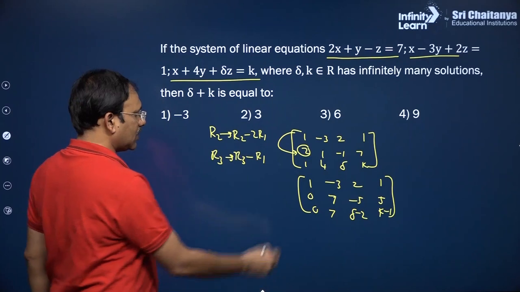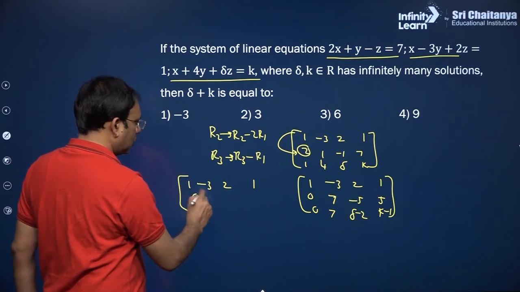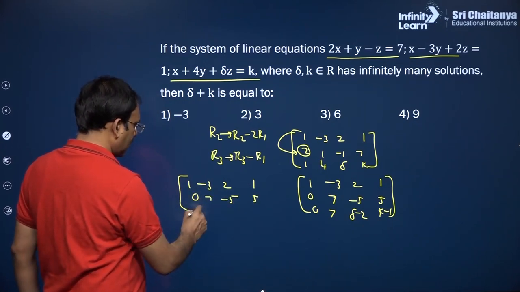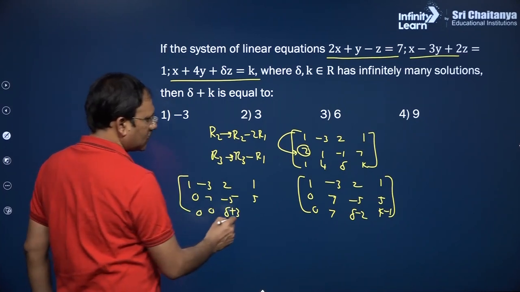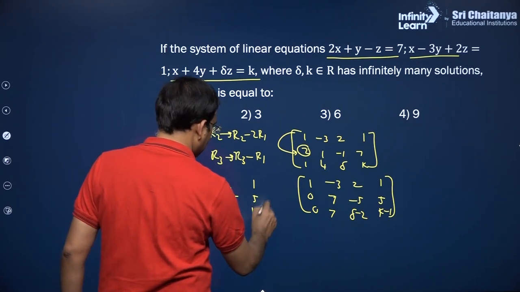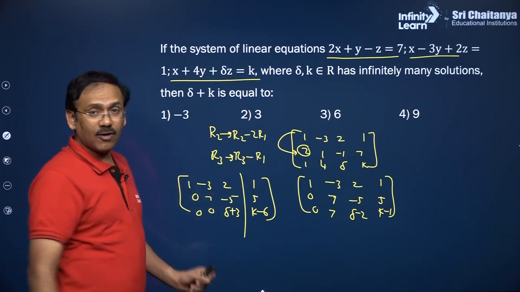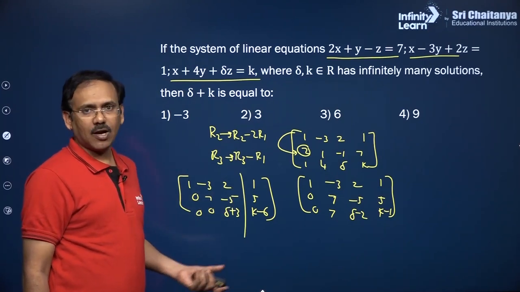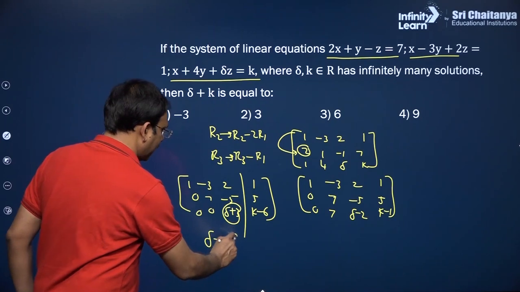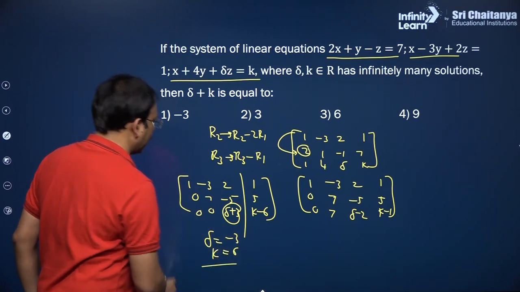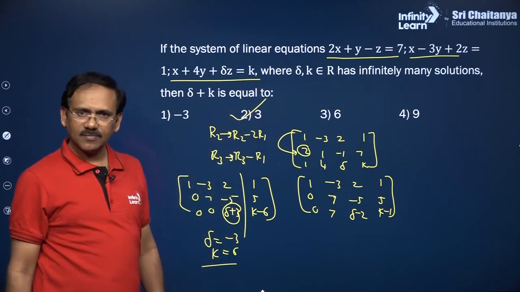So you just subtract R3 minus R2, this becomes 1, minus 3, 2, 1, 0, 7, minus 5, 5. If you subtract 0, 0, lambda minus 2 plus 5 will become lambda plus 3. This is k minus 1 will become k minus 6. Friends, if this is to have infinitely many solutions, rank of A and rank of B are both equal but not equal to 3. So lambda plus 3 must be 0. So lambda must be minus 3 and k must be 6. So lambda plus k is going to be 6 minus 3, 3 is the answer. That's it.